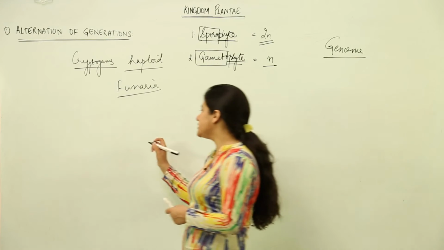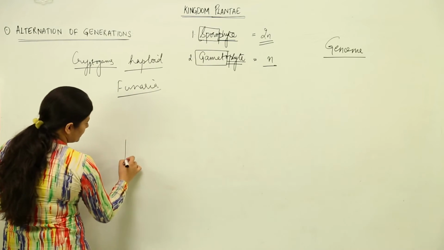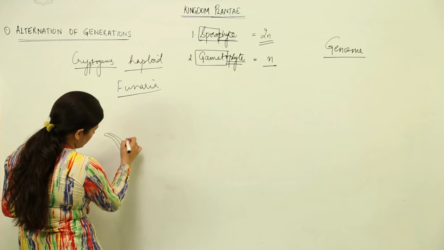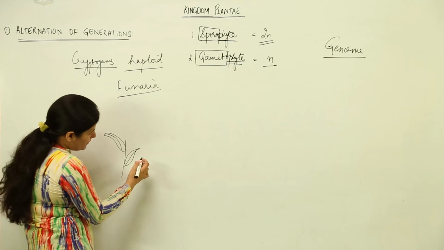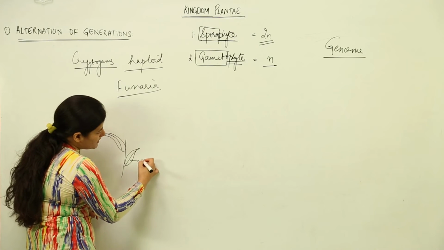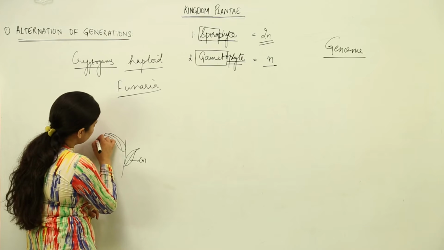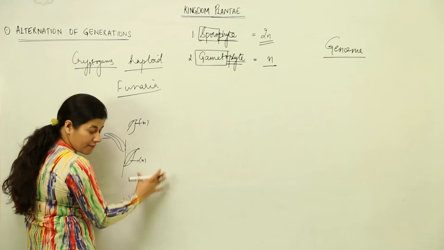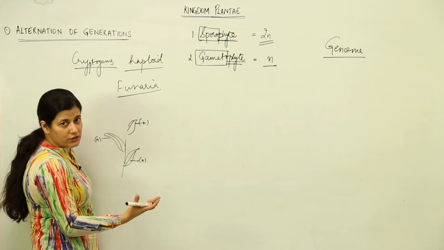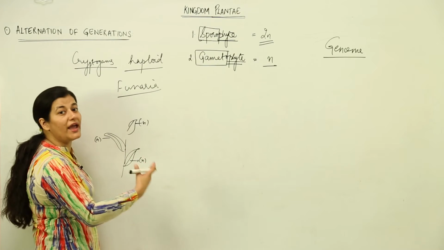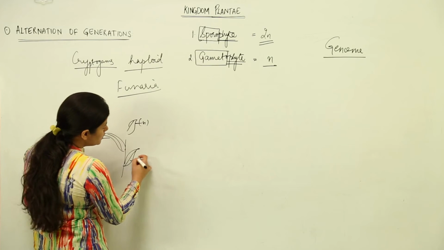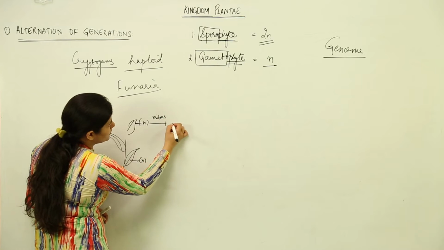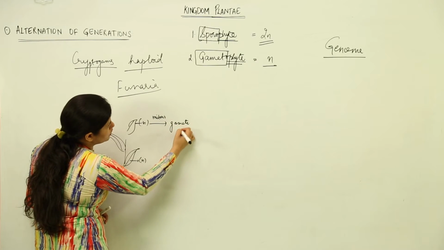Why? Because, I am just going to give you an example. This is some part of the plant, I am drawing these leaves just to show that these are plants. This entire plant is N. And when it has to form sexual gametes, it will not undergo meiosis because it would be reduced to N by 2, which is not possible. So, simply by mitosis, a gamete would be formed, which is also N.